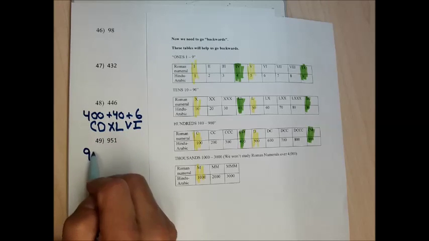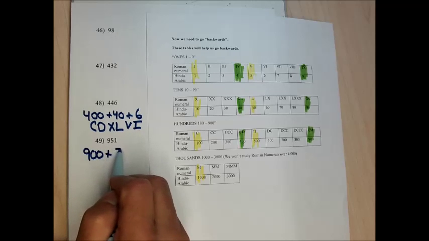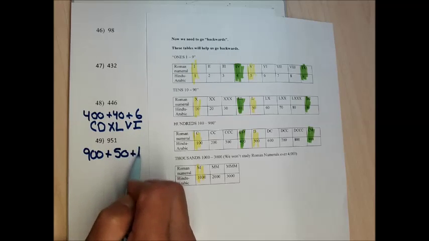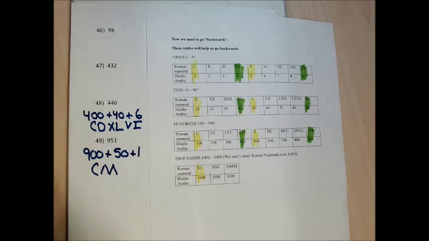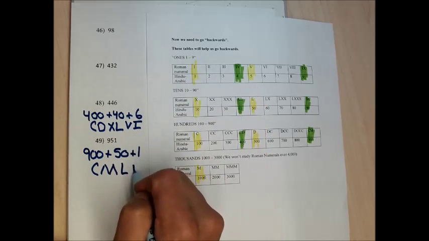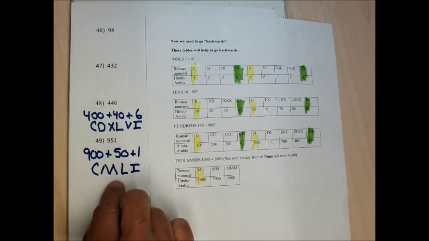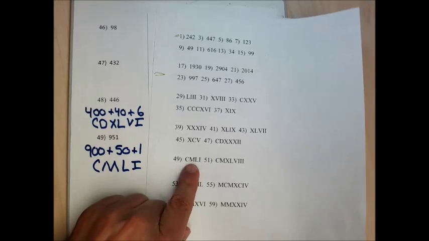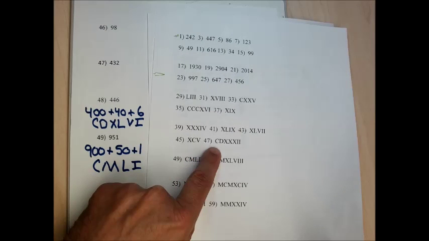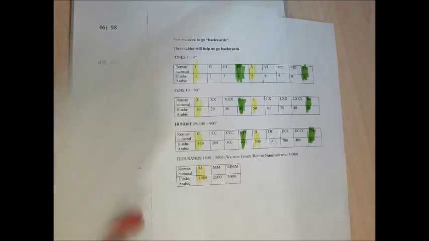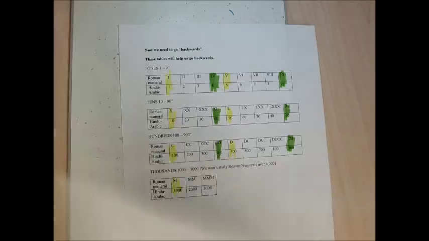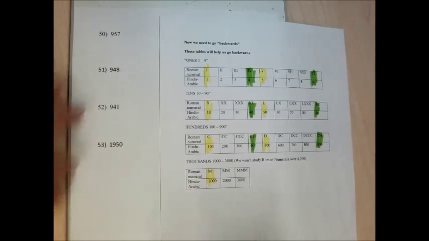49 is 900 plus 50 plus 1. 900 is CM. 50 is L. And 1 is I. So 49, the answer should be CMLI. And I can check it, it's CMLI. Your 47 was supposed to be CD triple XII. Way too many problems. Let me do 52 and 53 on this page.